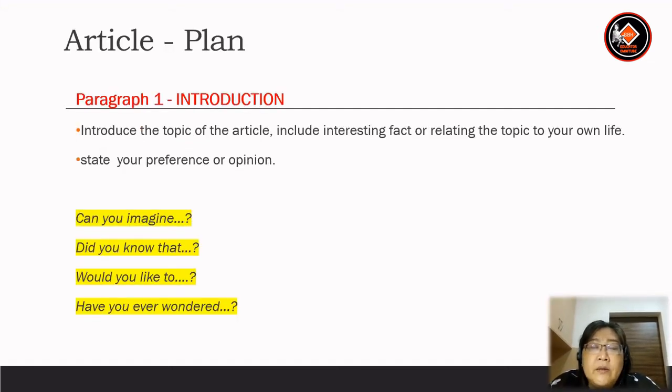Let's look at the plan or the format. Paragraph 1, it is the introduction. So introduce the topic of the article. You can include interesting facts or relate the topic to your own life, or you can also state your opinion or preference. Examples of sentences or phrases are: Can you imagine? Did you know that? Would you like to? Have you ever wondered?